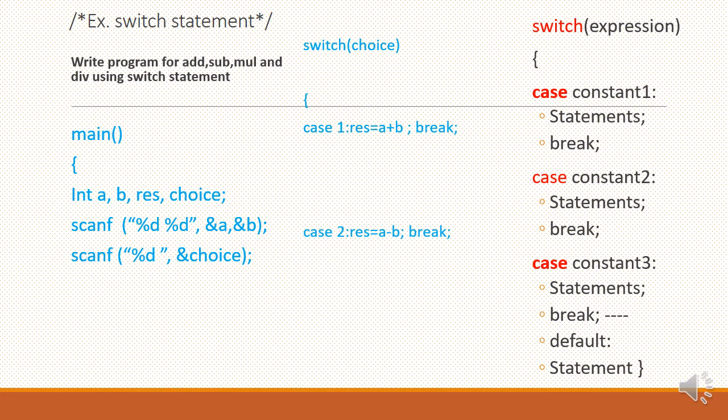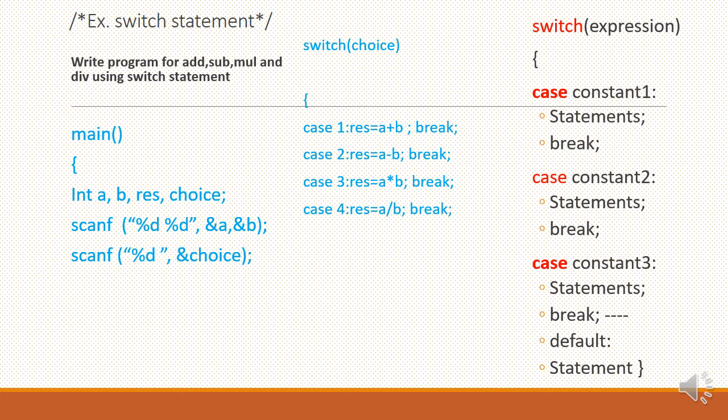And next, what is your case 2? Case 2 is nothing but I want to subtract. Actually, because of the space I want to show in only one slide, I have not written in the next line. For good practice, we have to write in the next line. res is equal to a minus b and the break. Next, case 3 is for multiplication, and similarly case 4 is for division, and after each it is very important to write break, and next are the choices.